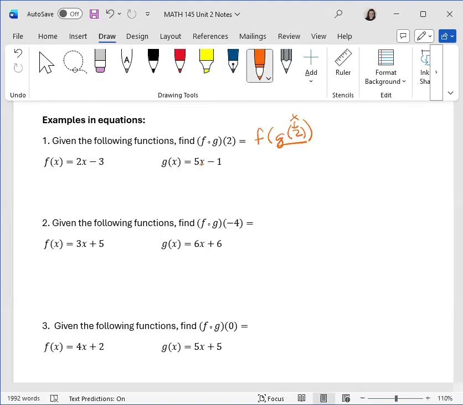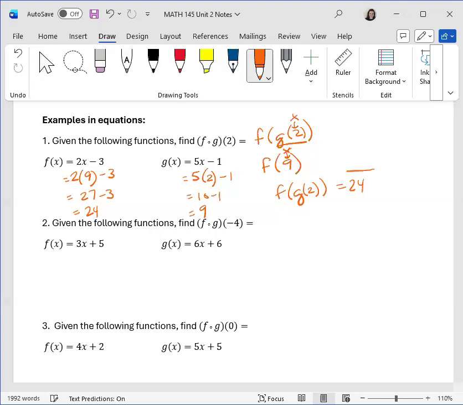So if I substitute 2 in for x into g's function, this would say 5 times 2 minus 1. 5 times 2 is 10, minus 1 gives me a value of 9. So if we substitute 9 for g of 2, this now says we want to evaluate f's function for an x value of 9. So substituting 9 into f's function, we have 2 times 9 minus 3. 27 minus 3 gives me a value of 24. So f of g of 2 is equal to 24.